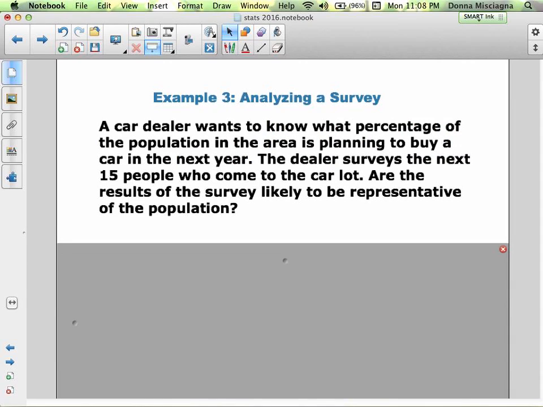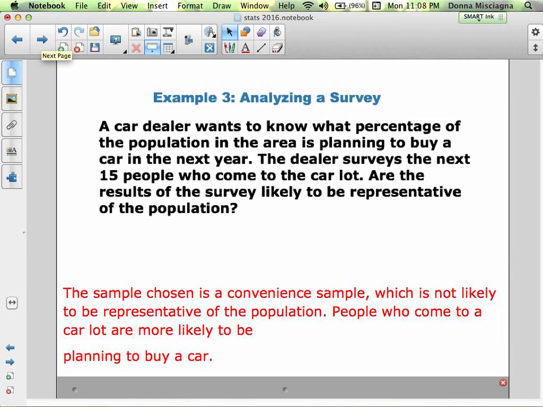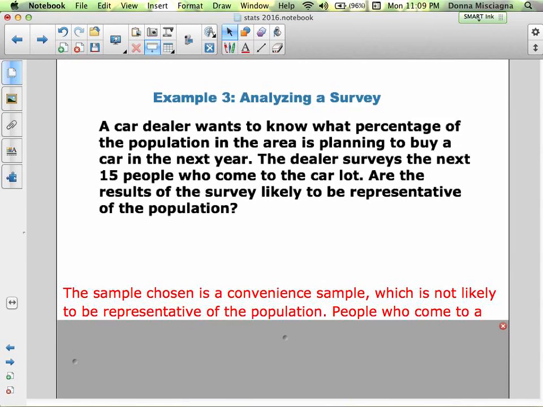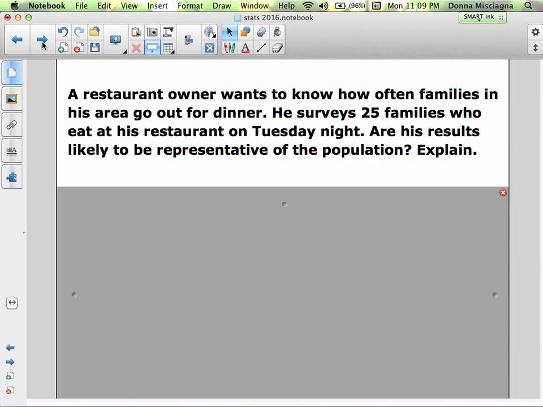And the answer is, this is a convenience sample. Right? It was just the next 15 people who came into the car lot. How hard was that? Which is not likely to be representative of the population. People who come to a car lot are more likely to be planning to buy a car. You wouldn't go to a car lot if you had no interest in buying a car, right? Just decide to hang out at the car lot. Right? Biased or not biased, or representative? Biased, not representative, or unbiased, representative. What do you think?